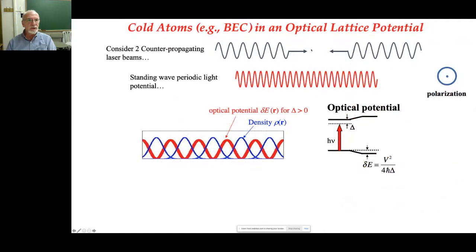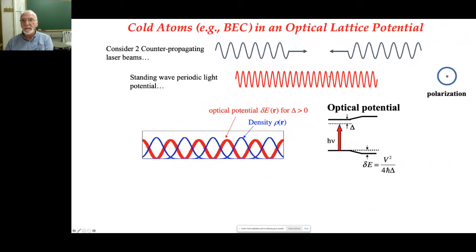Now, what happens when you put an atom into an optical lattice? Suppose I have 2 counter-propagating beams over here that are coherent. It will make a standing wave pattern. Now, these atomic levels over here, this is the ground state of an atom, and this is an excited state of the atom. If the light frequency is a little bit red-tuned from the transition, what will happen is that the ground state will be shifted down in energy. So the atom will want to sit where the light intensity is the highest.